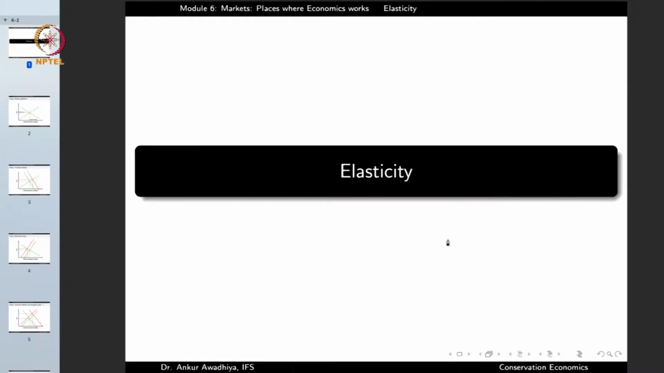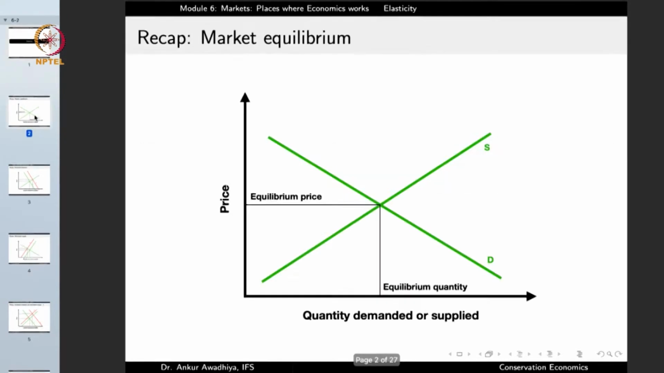Namaste. We carry forward our discussion on markets, and in this lecture, we'll have a look at elasticity. So, before we begin, let us recap what we had seen in the previous lecture.